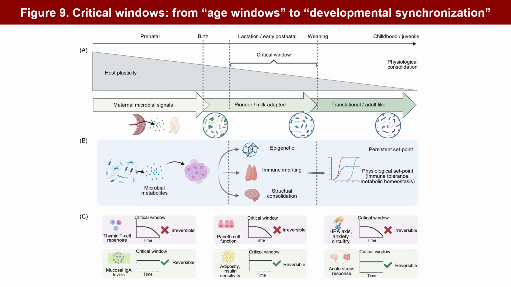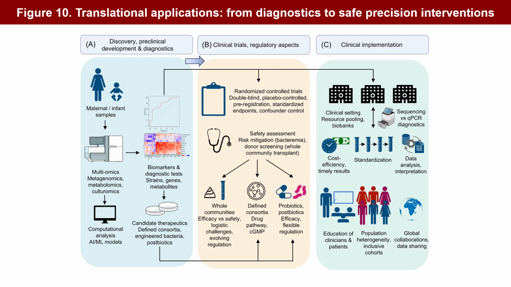Some processes may be difficult to reverse once missed, whereas others can still be recalibrated by nutritional and microbiome-based strategies. Figure 10. The translational framework includes 3 steps: identifying and validating biomarkers, developing safe and controllable candidate interventions, and moving toward clinical implementation through rigorous trials, standardized testing, and long-term follow-up.